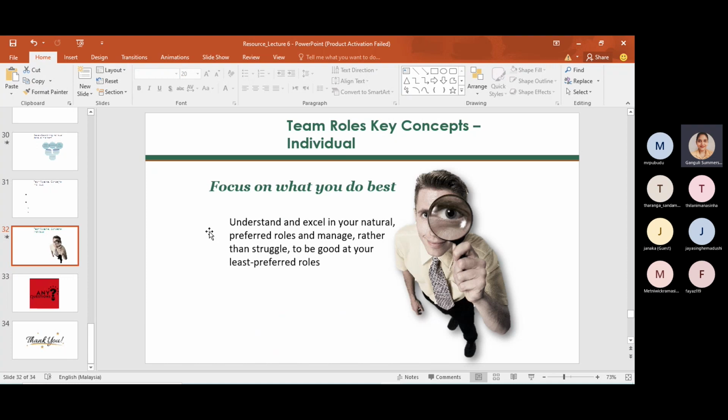When you are working as a team, the best that you can do is understand and improve yourself in preferred roles. You can choose your preferred roles rather than struggling to be good at your least preferred roles. Rather than trying to be good at those least preferred roles, you can choose something that you like, and by doing those preferred roles, you can improve yourself. That is the best thing that you can do. When team working, you need to focus on what you do best and what you like the most.